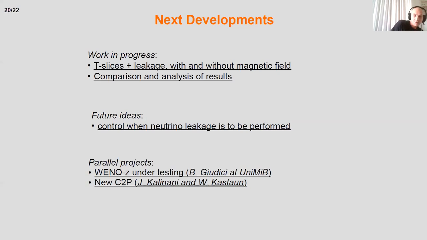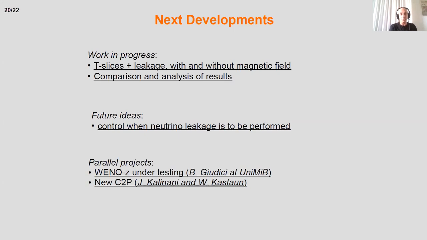We have also some future ideas. So basically, as I mentioned before, we are actually able to start the temperature evolution from some time on. And this maybe is useful when you have to simulate a BNS, because you can keep the temperature constrained until the merger begins, in order not to obtain too much spurious neutrino production.